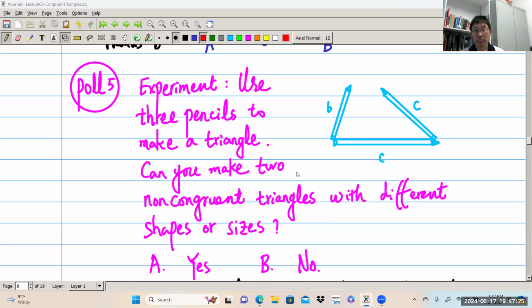Wait, the pencils are the same size, right? They are not necessarily the same size. Just 3 sticks with different lengths, but you need to make sure these 3 sticks can enclose a triangle. If 1 stick is too long and the other 2 sticks are too short, you cannot make a triangle. Do you agree? So the answer to this problem is no. You cannot make different triangles with different shapes and different sizes.